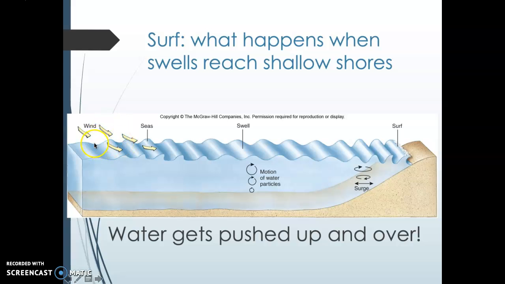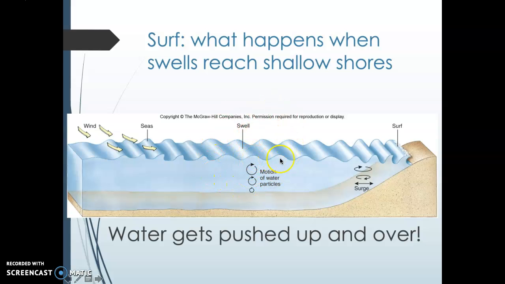The wind or the storm is blowing across the top of the ocean, transferring energy into the ocean, creating seas. Enough of that energy is transferred and starts moving through the water molecules, creating that vertical motion of water particles. Essentially, that energy gets organized into swell.